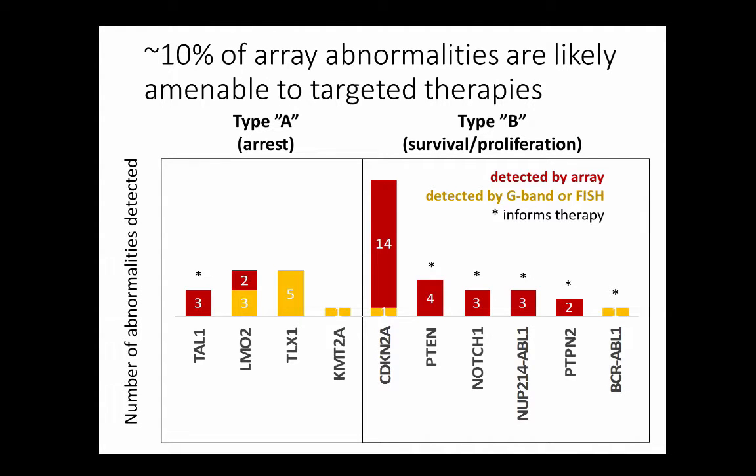When we look at the recurrent abnormalities in T-ALL and look at how they were identified, be it detected by array in red or detected in a G-band or FISH study shown in gold, we can see much more red because we see many more abnormalities detected by array. But more importantly and more promising, I've asterisked here abnormalities that have been associated with some type of targeted therapy. Therefore, these are likely to be amenable to targeted therapies.